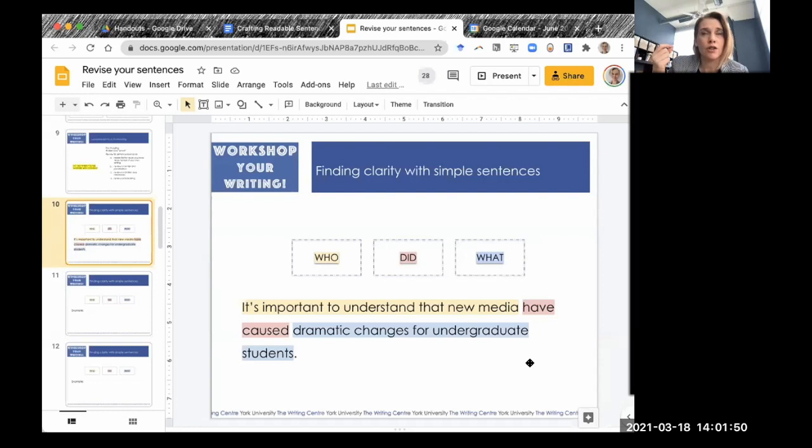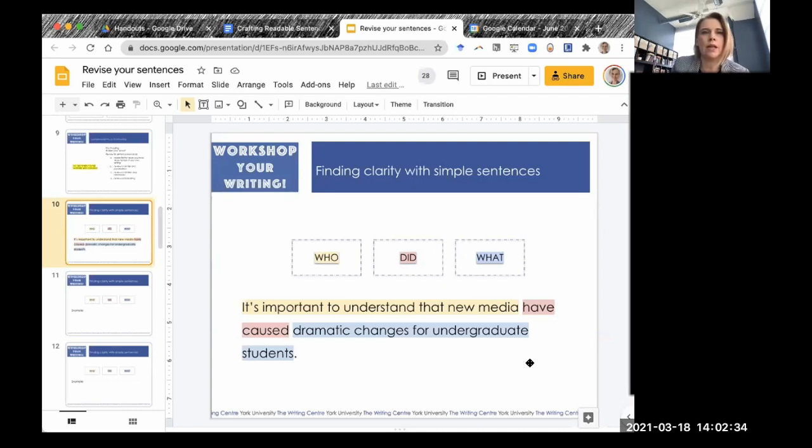So if you are doing that, the best thing you can do is think to yourself, do I have a clear subject? What is this sentence about? And in order to figure out what the sentence is about, you have to think, what is doing the action, and who is being acted upon? So to decide between undergraduate students and new media, in this particular example, we would think, what is causing the thing and who's being affected by that? And so new media becomes our subject because new media is the thing that's causing dramatic changes. And it's dramatically changing undergraduate students in their life.